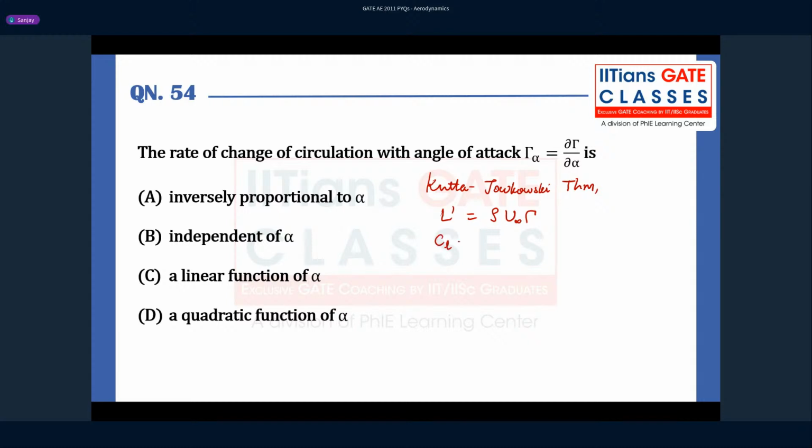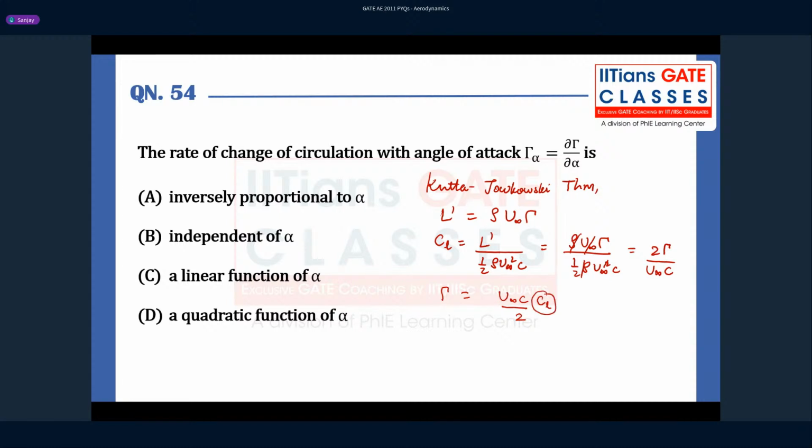From here, I can write CL is nothing but lift per unit span by half rho u infinity square into C, right? Where C is the chord length. So if you substitute this, you are going to get rho u infinity gamma by half rho u infinity square into C. So this is going to be 2 gamma by u infinity times C, right? From here, you can see gamma is equal to u infinity C by 2 into CL, right?